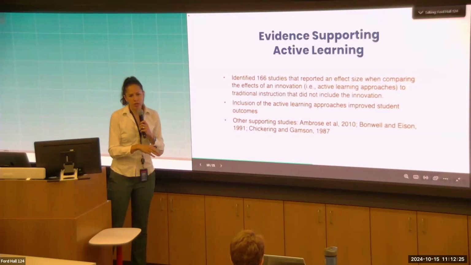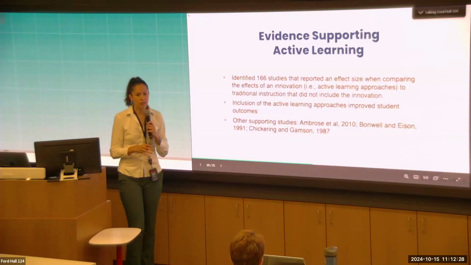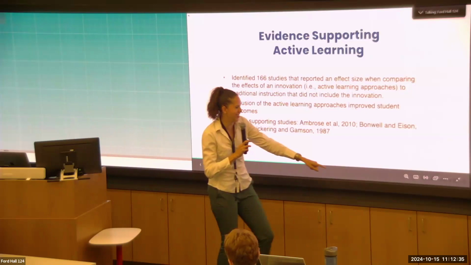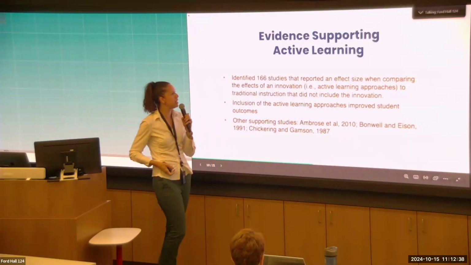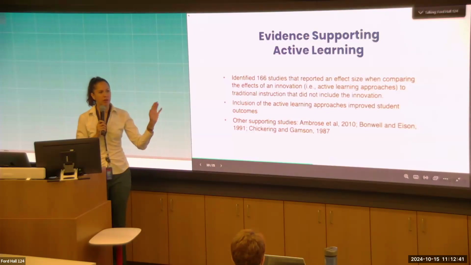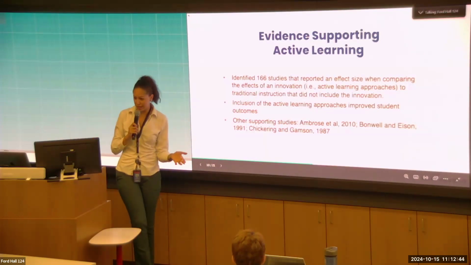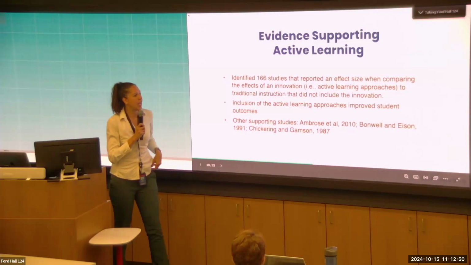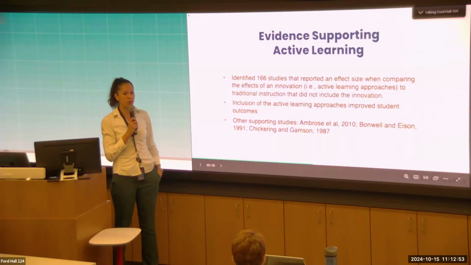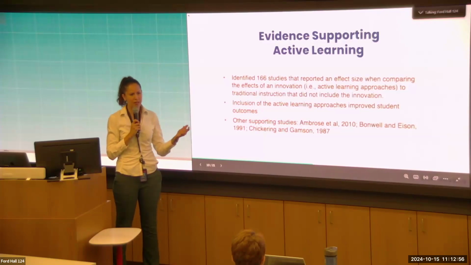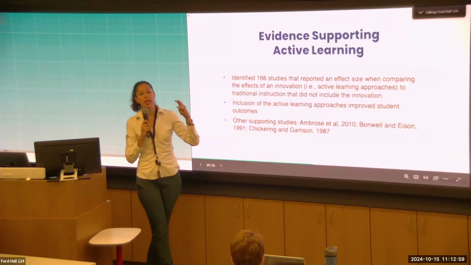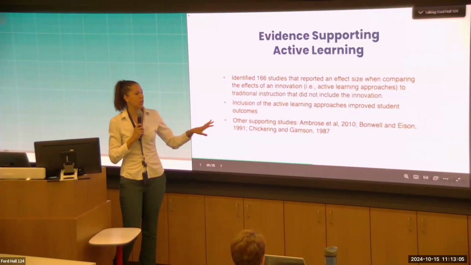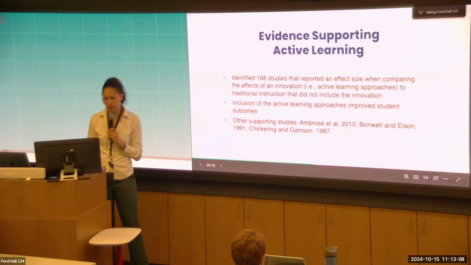There's a lot of supporting evidence for active learning strategies. In fact, this 2011 study, where the reference is kind of hidden here, evaluated 166 studies that reported effect sizes comparing the effects of innovation, particularly related to active learning, and they saw that it really improves student outcomes. This was a meta-analysis looking at 166 studies, and all the ones that used active learning strategies had better student outcomes. There are other studies out there that also support that.